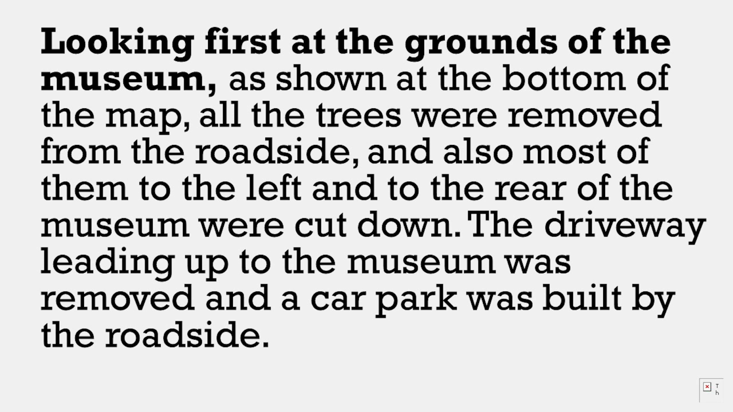Looking first at the grounds of the museum. So this tells the reader what I'm going to be covering in the paragraph, the grounds of the museum, and it kind of suggests that this paragraph is about the grounds and therefore the next one would be about the building. As shown at the bottom of the map, all the trees were removed from the roadside, and also most of them to the left and to the rear of the museum were cut down.